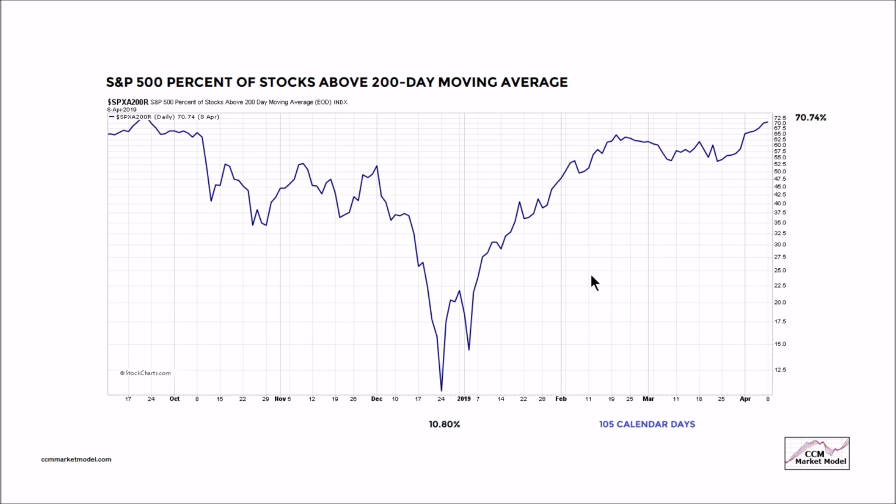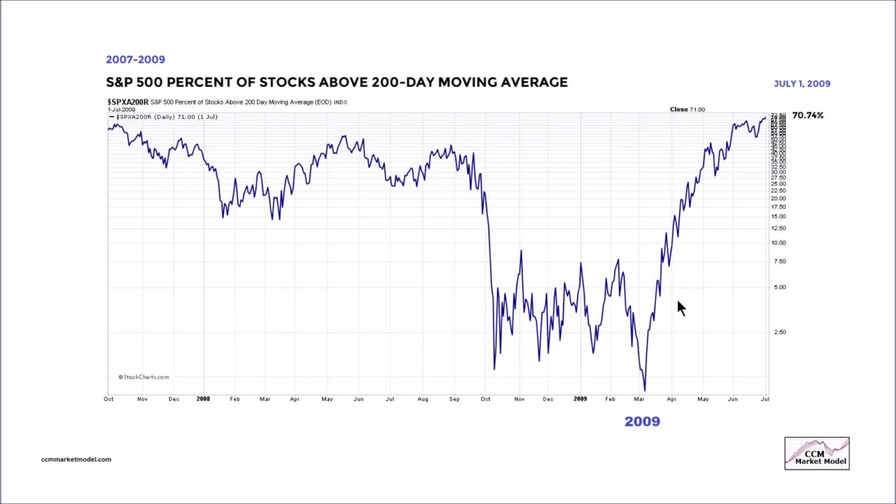Going back to the original chart, remember, we're graphing the percent of stocks above their 200-day moving average. This is not the S&P 500. This is the breadth indicator. This is the look of it in 2019. This is the look off of the low in 2009. We exceeded our present day level of 70.74 on July 1st, 2009, when the indicator closed at 71%, telling us that 71% of the stocks in the S&P 500 were above their 200-day moving average.